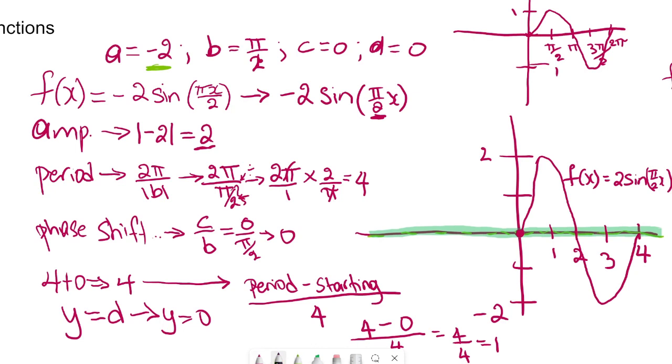So I'm going to reflect it down. Okay. And so instead of going to the highest point, I'm going to go to the lowest point, and then I'm going to go up to 0.